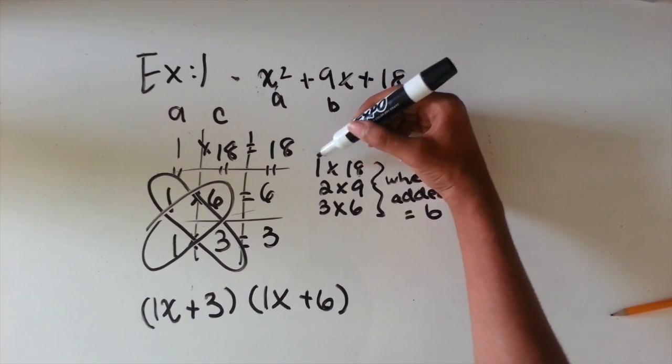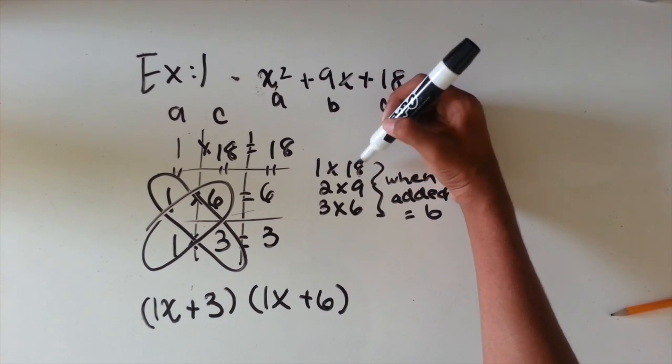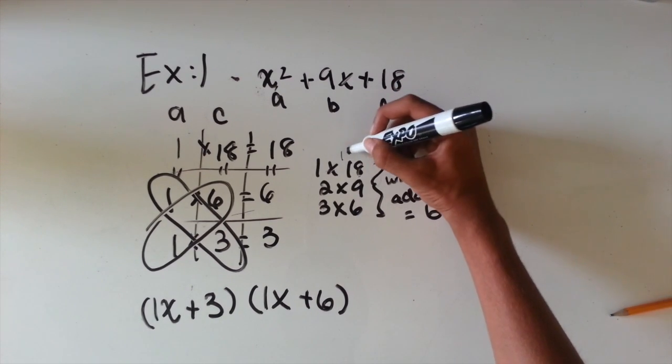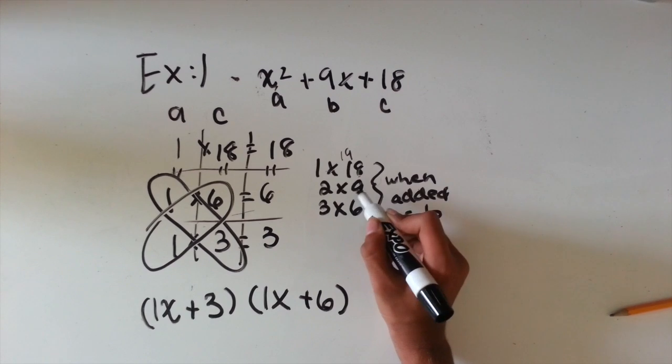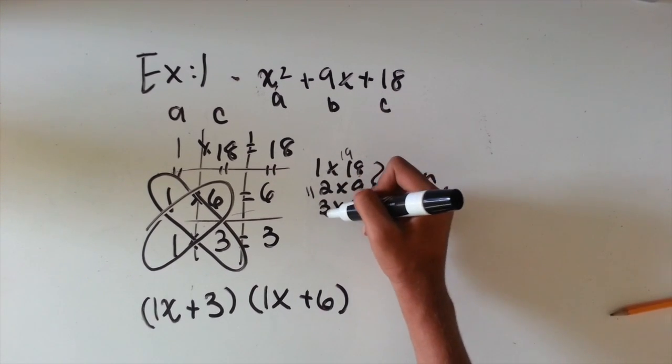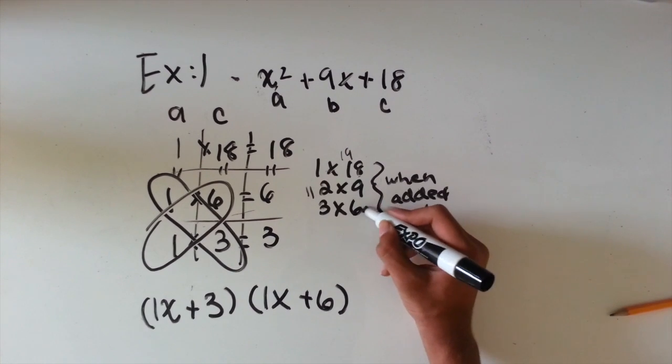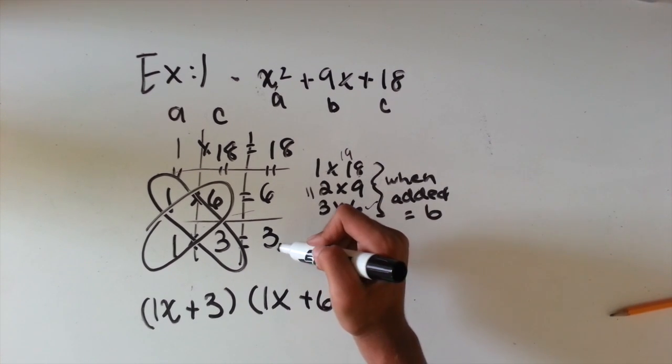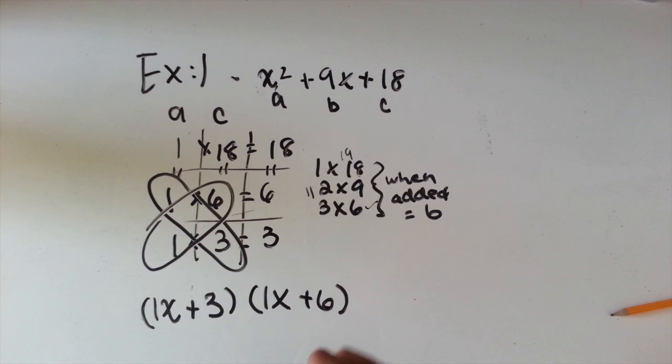So for example, is 1 plus 18 9? No, it's 19. Is 2 plus 9 9? Nope, it's 11. Is 3 plus 6 9? Correct. So then you know that you must use the 3 plus 6. Now the rest is simply just multiplying.